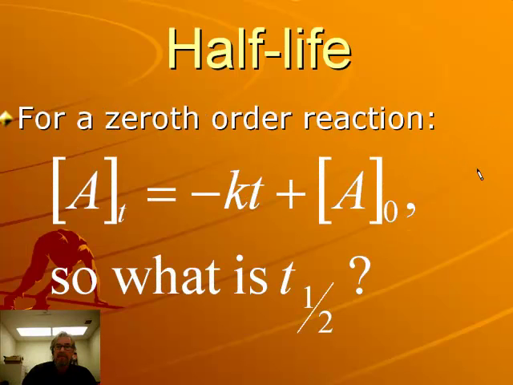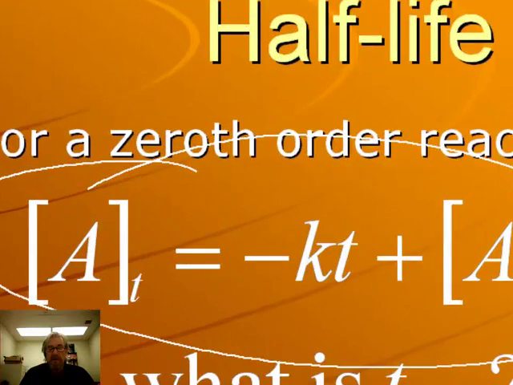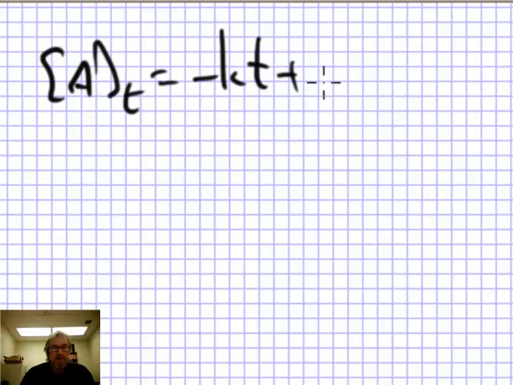So for a zeroth-order reaction, we know the relationship between concentration and time is given by this equation here. That's the linear relationship for a zeroth order reaction, the integral rate law. Let's determine what half-life would be, starting from there. So if concentration of A at any time is equal to minus kt plus the initial concentration, we want to know what happens when the concentration is 1/2 of the initial concentration. So let's solve for t, because that time is the half-life.